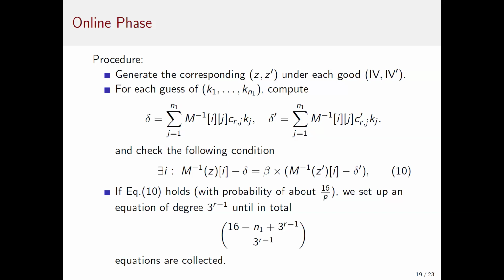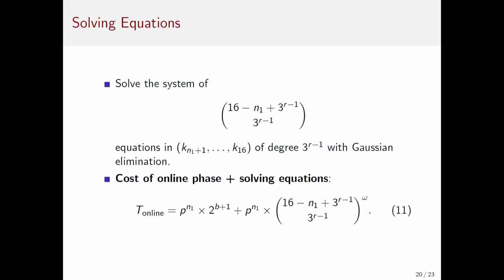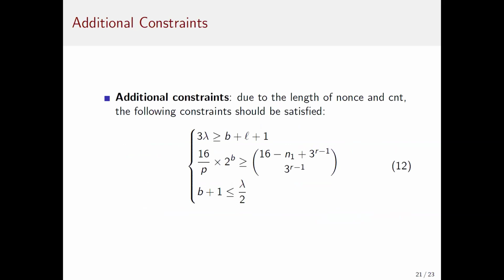So if there exists one, we get a low degree equation of degree 3r-1, and we expect to collect so many equations. Then we solve this equation system with Gauss elimination, and the complexity of the online phase and of solving the equations is quite easy to get. It's quite easy.